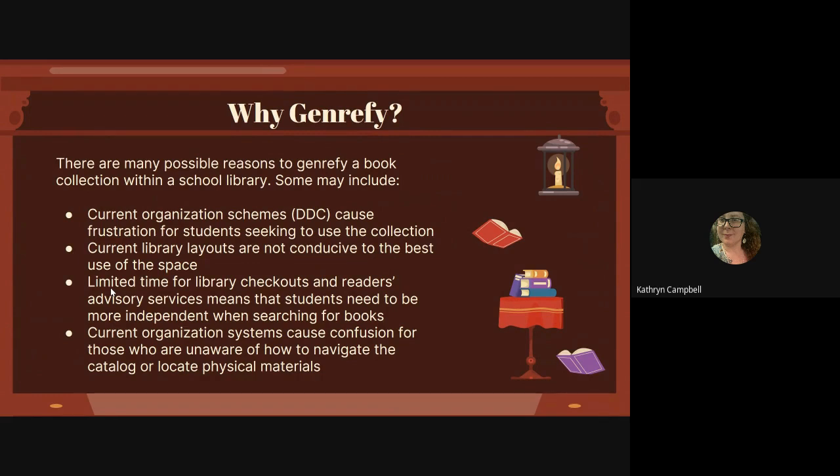You may want to genreify because your current library layout is not conducive to the best use of your space. You also might want to genreify because of the limited time for library checkouts and readers advisory services provided by librarians, meaning students need to be more independent when they're searching for books, but with the current classification system, that's kind of not possible, so you may want to rearrange and genreify. Another reason to genreify is if current organization systems cause confusion for those who are unaware of how to navigate the catalog or locate physical materials.